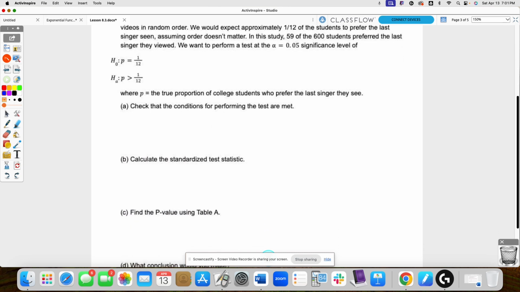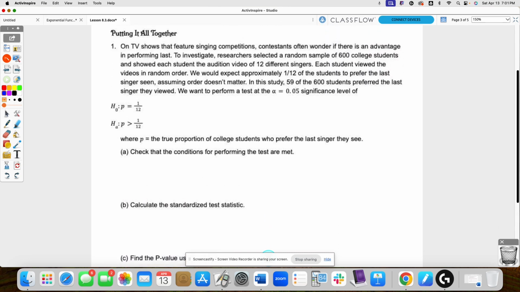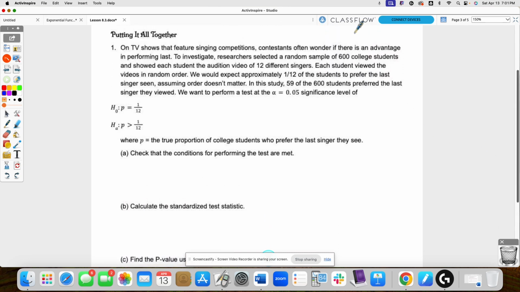Okay, now let's put them all together. This is just a short lesson, so let's take a look at this. On TV shows that feature singing competitions, contestants often wonder if there is an advantage in performing last.